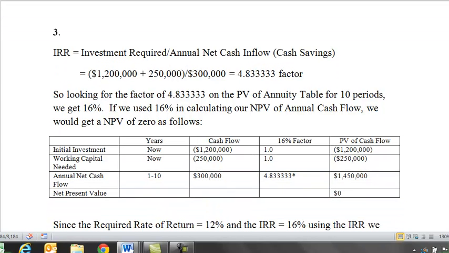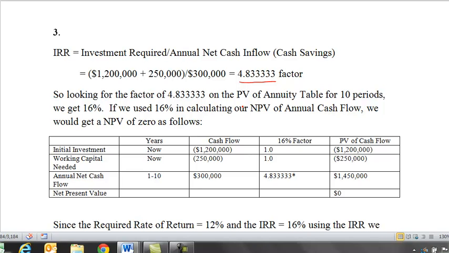Now number 3 wants us to calculate the IRR, which equals the investment required divided by the annual net cash inflow, which is also called the cash savings. So our initial investment is the $1,200,000 for the initial investment plus the working capital of $250,000. Divided that by the $300,000, we get a factor of 4.83333. It's running all over the place with threes, so we'll just stop it at 5 threes.